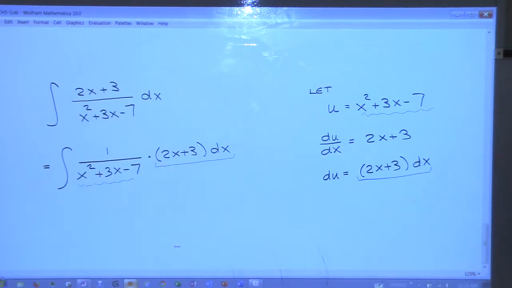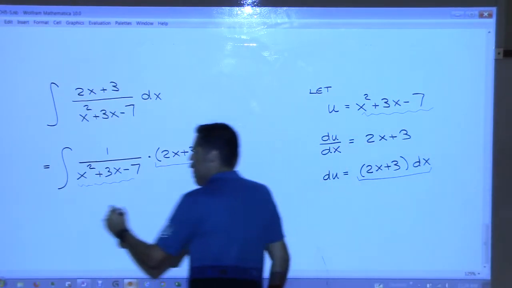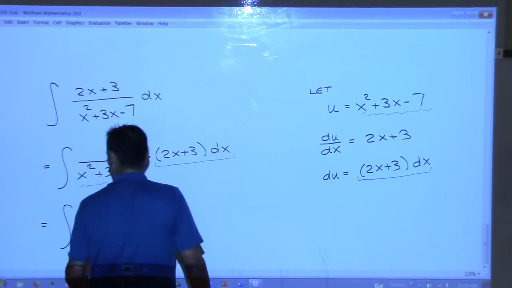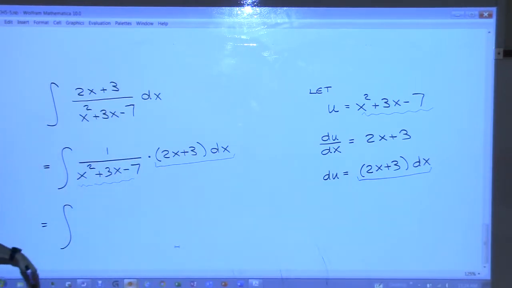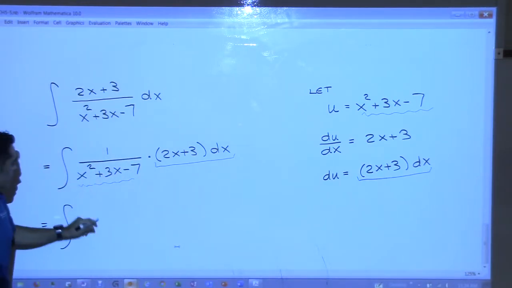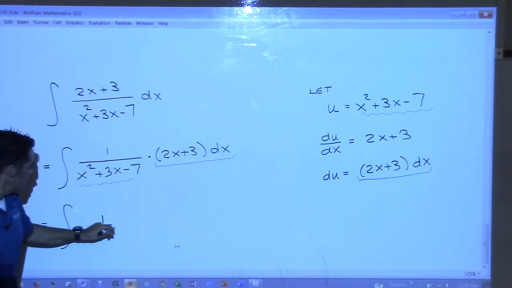So then we just rewrite the whole problem. This becomes an antiderivative. This is telling us, hey, we want to find the antiderivative of what now? 1 over u times du.